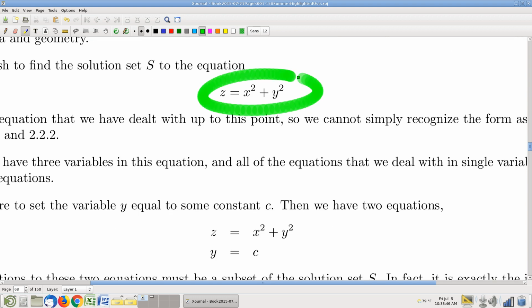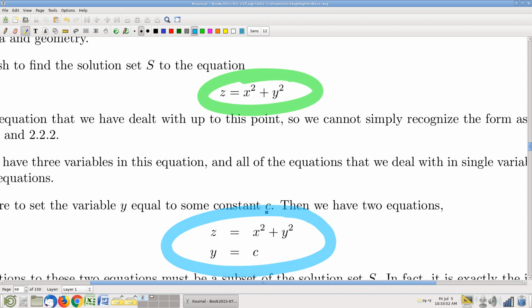So we have this equation. I want to solve that equation, and I'm going to say, let's suppose I have more information. Let me cheat and say, I would like to pretend that not only do I know z equals x squared plus y squared, but I also know that y is equal to c, some constant. Nice, convenient little constant.